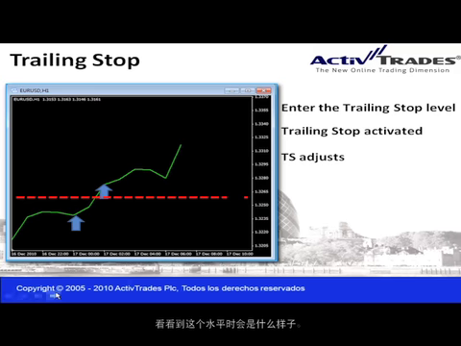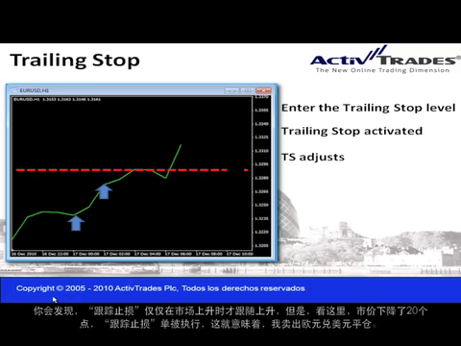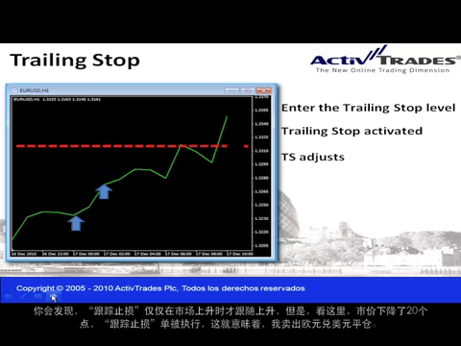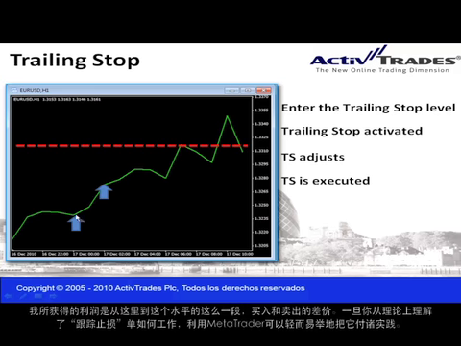Let's see what happens here. As you can see, the trailing stop parameter only follows when the market price increases. But look at here. The market price goes down the 20 points and the trailing stop order is executed. That means I exit the market by selling the euro US dollar, and I have a profit of all this distance between where I bought and where I sold.